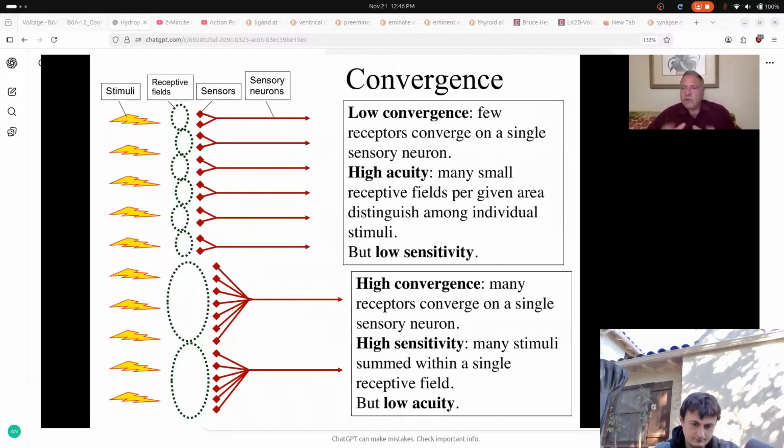So this leads to another central idea of sensory systems. This is important. We're going to come back to this concept multiple times: this idea of sensitivity versus acuity. And like with all things in life, there are always trade-offs.